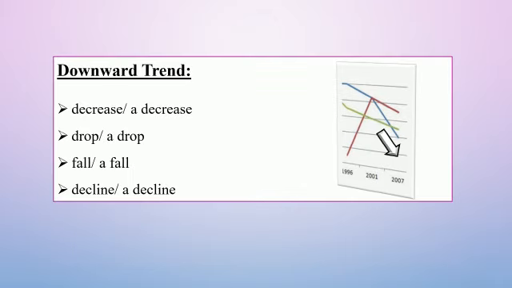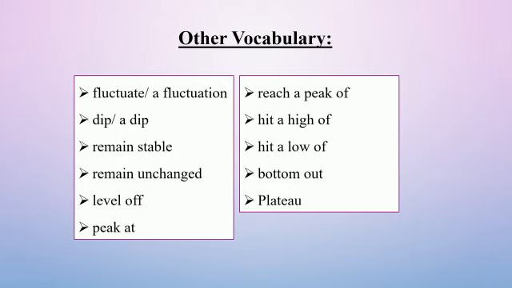Can you see this graph and the arrow which is going down? So in this line graph, we can see the graph going down, which is called downward trend, and we can use the words decrease, a decrease, drop, a drop, fall, a fall, decline, a decline.